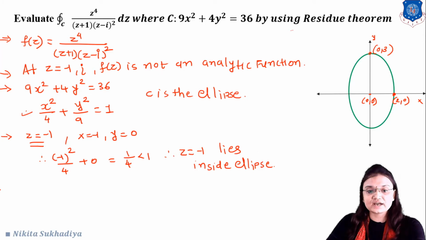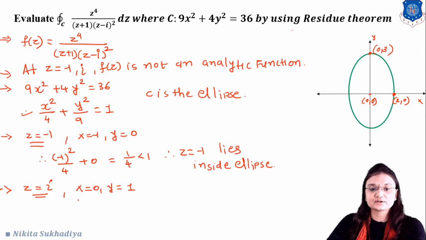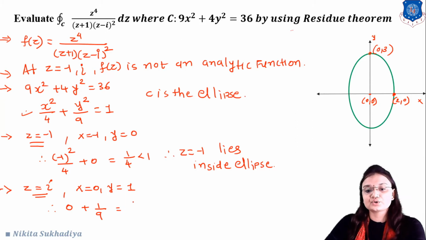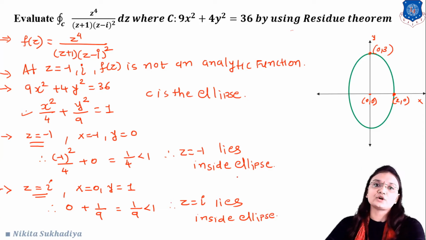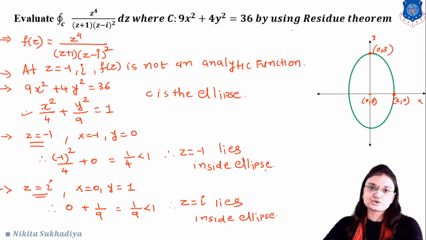Okay, now for z is equal to plus i. So z is equal to plus i is nothing but x is equal to 0 and y is equal to 1. Put x is equal to 0 and y is equal to 1 over here. So we will get 0 plus 1 by 9, that is 1 by 9, which is less than 1. So again we can say that z is equal to i lies inside the ellipse. So here we have 2 points and both points lie inside this ellipse. So here we have to find the residue for both of these points.